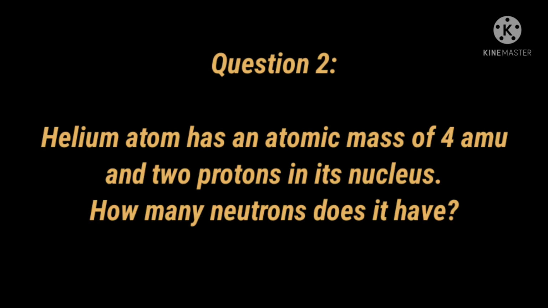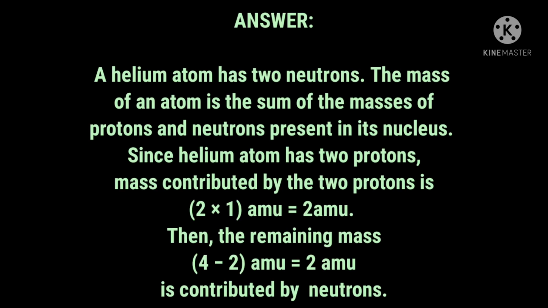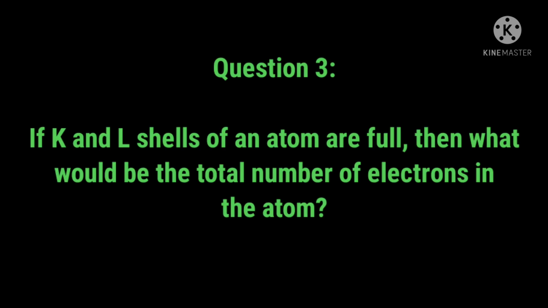Question 2. Helium atom has an atomic mass of 4 AMU and 2 protons in its nucleus. How many neutrons does it have? So here is the answer. A helium atom has two neutrons. The mass of an atom is the sum of the masses of protons and neutrons. So if you deduct 2 from 4, you get 2. So the answer is 2.